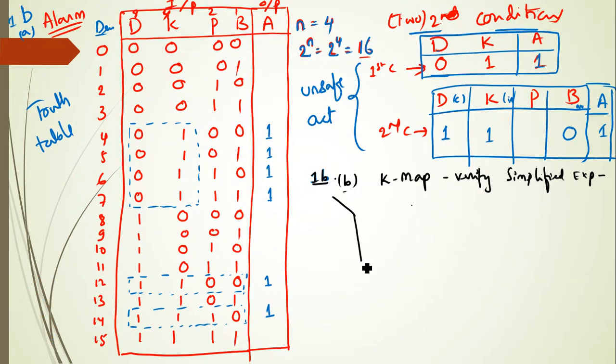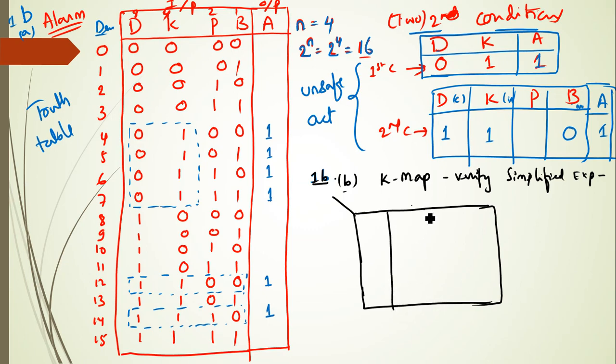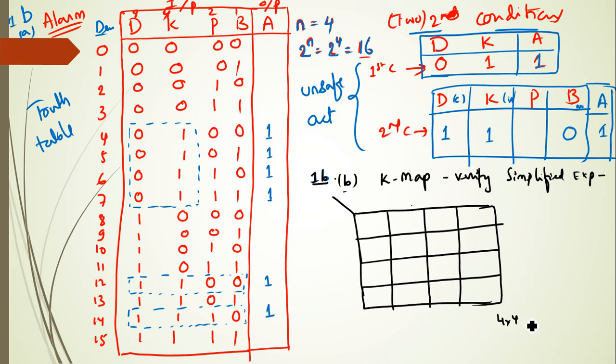So to draw a K map, how many inputs do we have? 4 inputs, right? For 4 inputs, how many cells will we get? Totally 16 cells. Simple, right? You draw a 4 cross 4 table. This is called a 4 cross 4 K map.